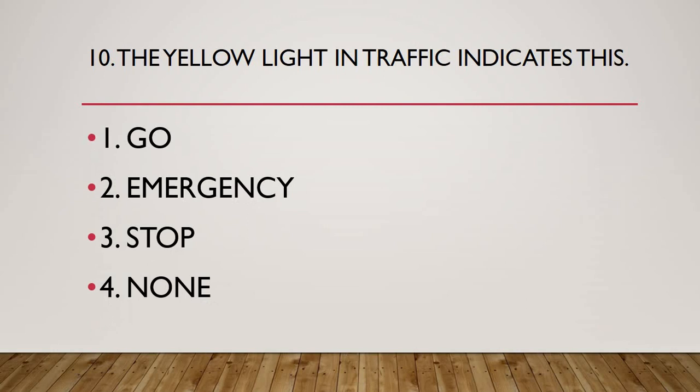And the last one is, the yellow light in traffic indicates this. Means what does the yellow light indicate? Go, emergency, stop or none? So go and stop you know. Now is it emergency or none? That is what you have to decide. If you have written the answer, let's see what the correct answer is. Correct answer is none. It does not indicate go, neither emergency nor stop. So none is the correct option here.